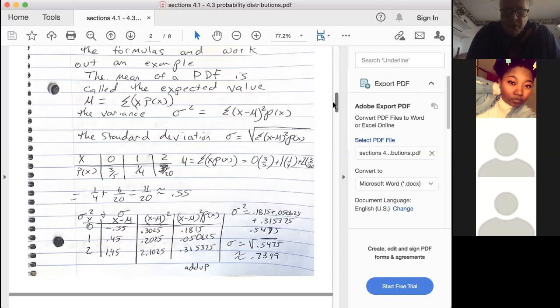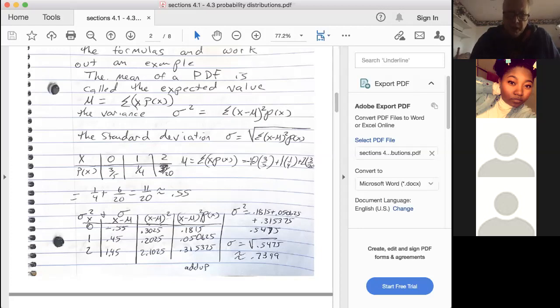So I have a short example here where we work it out. In this scenario, X can be 0, 1, or 2. The corresponding probability for 0 is 3/5, for 1 is 1/4, and for 2 is 3/20. Okay, sloppy 3 there, I realize. So I'm going to calculate by hand the mean, the expected value.